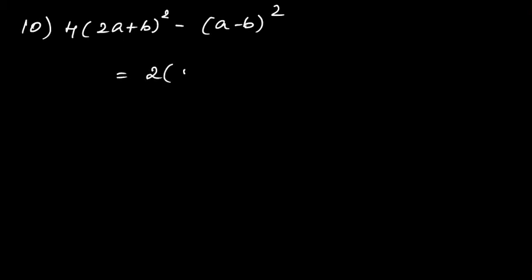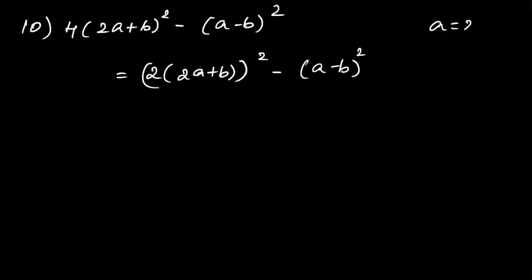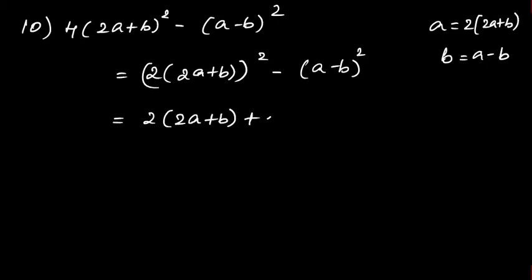10th question, factorize 4 into (2a plus b) the whole square minus (a minus b) the whole square. So the next step, write 4 as 2 square, so we'll get 2 into (2a plus b) the whole square minus of (a minus b) the whole square. So here a value is 2 into (2a plus b) and b value is (a minus b). So first write a plus b, that is 2 into (2a plus b) plus (a minus b), and a minus b, we'll get 2 into (2a plus b) minus (a minus b).